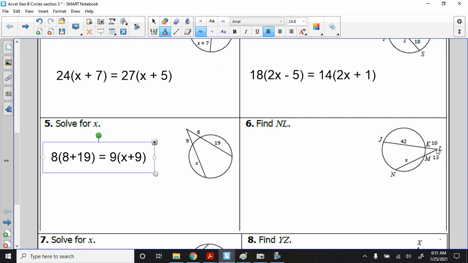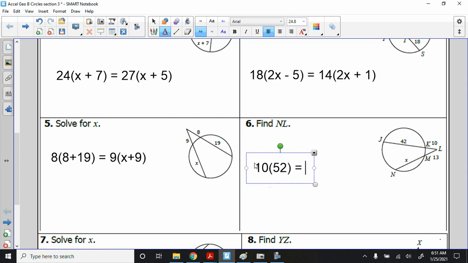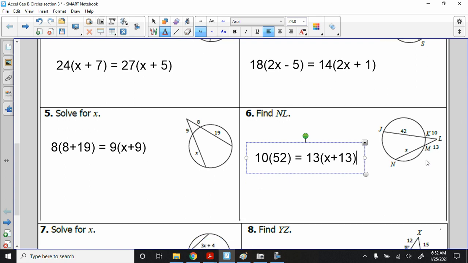On your second type 2, the top section here, I'm going to put 10 in front of parentheses, and then it'd be 10 plus 42 inside the parentheses. So that would be that equation. The next one would be 13 times x plus 13. So there's your equation for that second type 2.